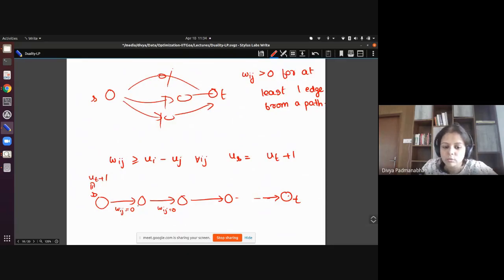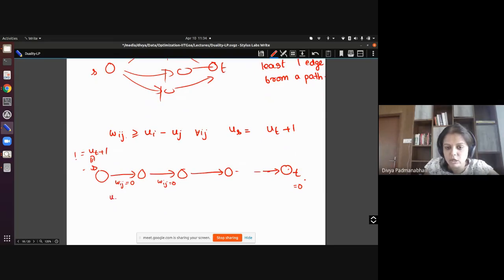So now if this is Ut plus 1, right? Let's just take one possibility. Suppose Ut is 0 and Us is 1. So this is 1 and this is 0. And you also have that Wij is 0. So since Wij is 0, it means Uj is greater than or equal to Ui. So for this vertex, the corresponding U is greater than this. So you can have something greater than 1 here. This will have something even greater. So maybe this will be 2, this will be 3, this is 4, like that.